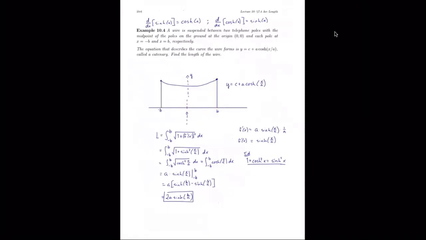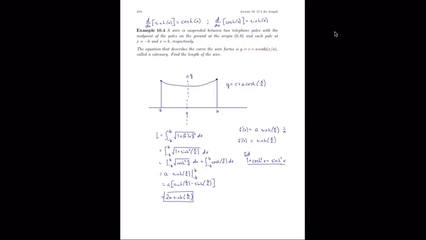And then we're given that the equation that describes the curve the wire forms is y equals c plus a hyperbolic cosine of x over a, and that's called a catenary. They ask us to find the length of the wire. Okay, so it's an interesting fact that when a wire hangs suspended, or any kind of loose pliable material hangs between 2 points like this, it forms a catenary. So that exact curve is given as we have it here. Okay, so they're asking us to find the arc length of it.